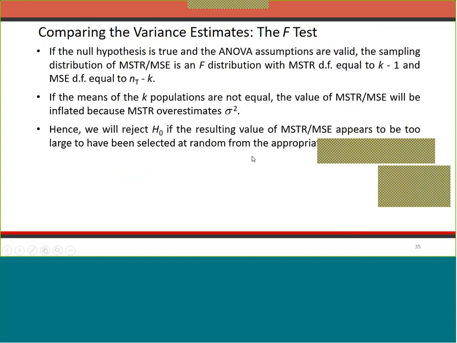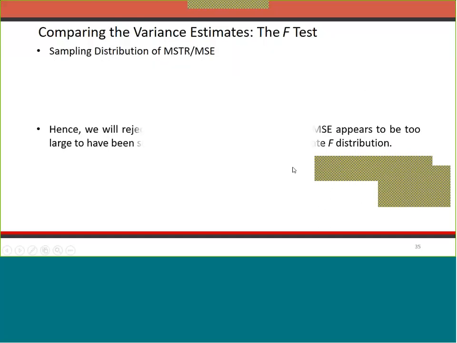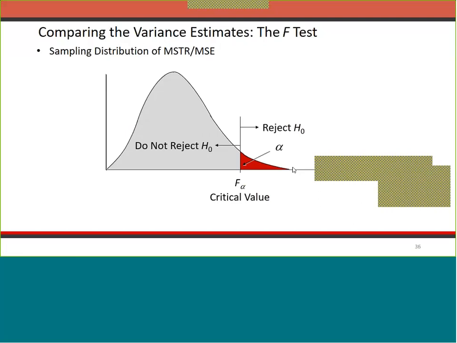Hence, we will reject H0 if the resulting value of MSTR by MSE appears to be too large to have been selected at random from the appropriate F distribution. Since it is too large, that's why we use an upper tail test. So if your test statistic falls above F alpha, we reject H0 because it is an upper tail test.